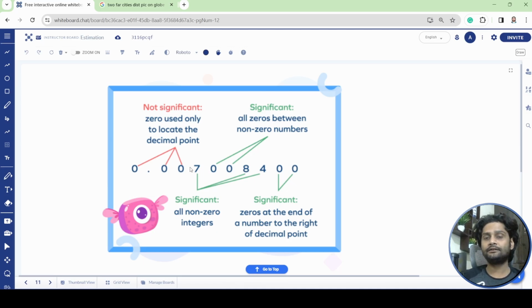Leading zeros are not significant. If it's a decimal number, then trailing zeros are significant, and non-zero numbers are always significant. And if zeros occur between two non-zero numbers, they are still significant.